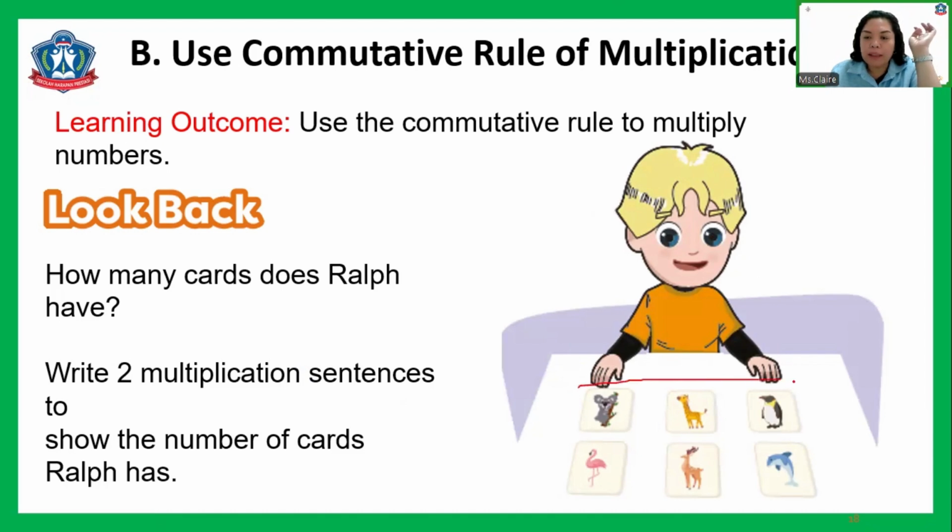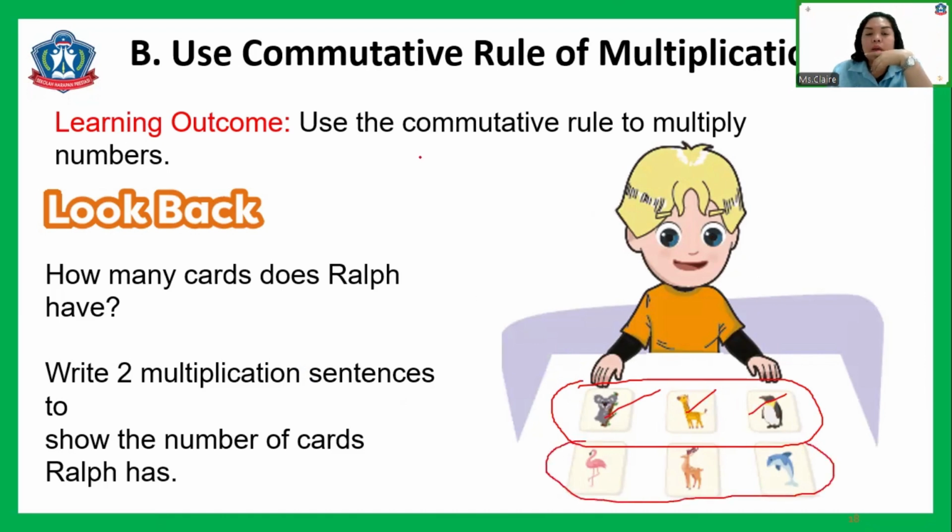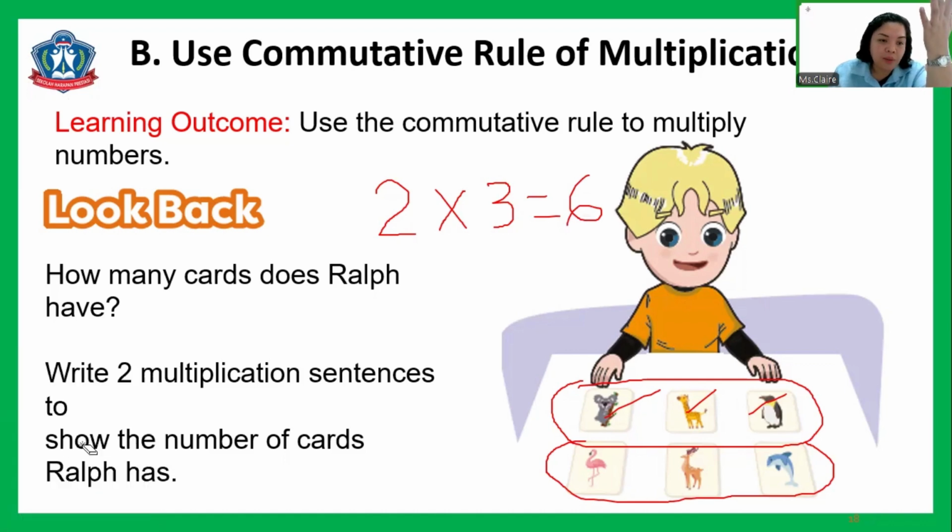If we put it like this, there are 3 in one row, right? So this is 3 cards. 1, 2, 3 in one row. How many rows? There are 2 rows. So we can see that there are 2 rows of cards times 3 because there are 3 cards in one row, that is equal to 6. Okay. Can you follow? Alright.